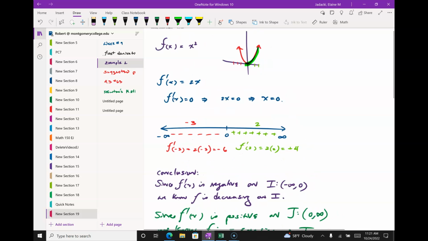So here I did my number line for x squared. X squared is my function, 2x is the derivative, and x equals 0 is my critical. You can see my domain and my criticals here. So that's the idea.